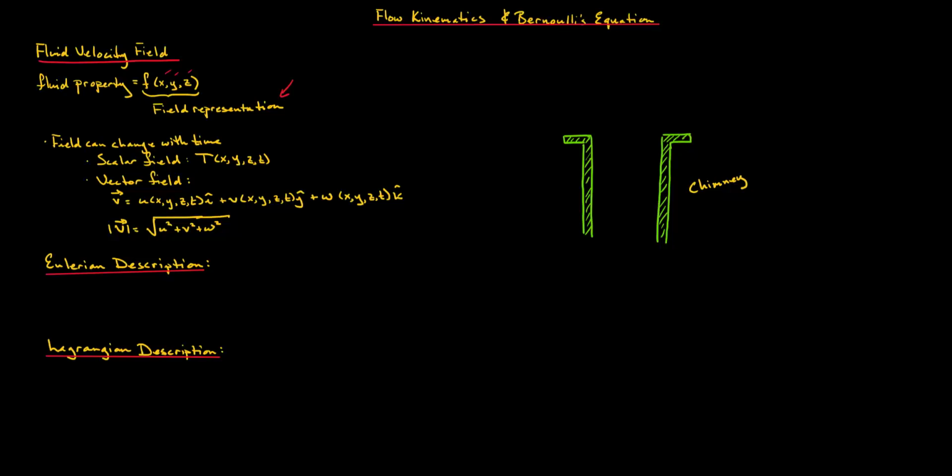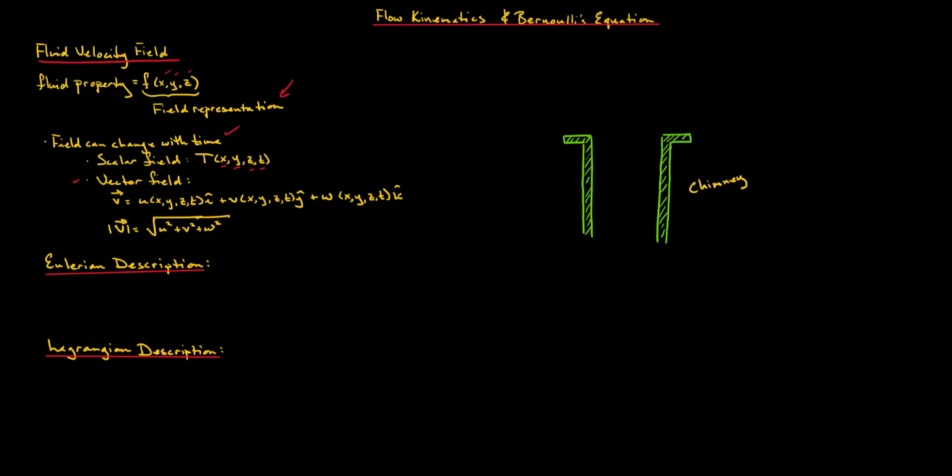The field, whether that be a scalar field or a vector field, can change with time. A scalar field would be something like temperature as a function of space and time. So you can think of the temperature in the room where you're watching this video as defined at any point in space. And the temperature at a particular point in space can also change with time. This is what this field representation is saying.